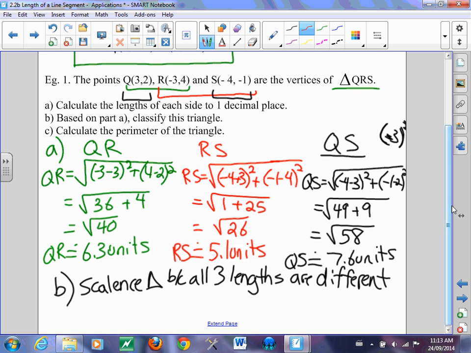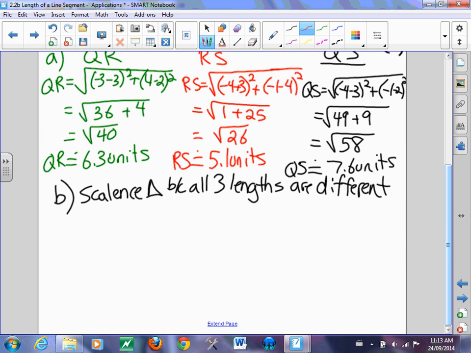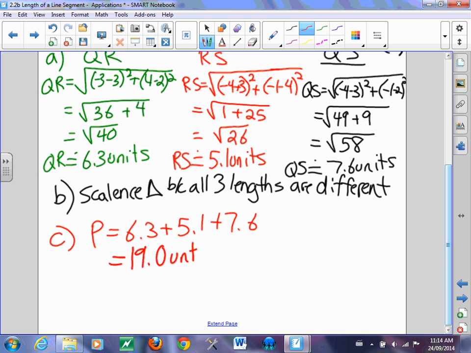So the perimeter is the distance around the outside. So perimeter equals 6.3 plus 5.1 plus 7.6. So that equals 19.0 units. Please make sure you keep your accuracy for that, folks. Don't just give me 19, because you're rounding to 1 decimal place.